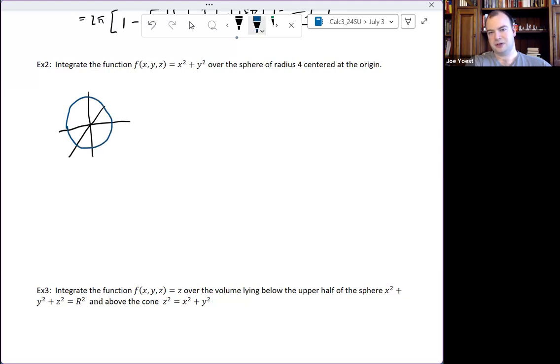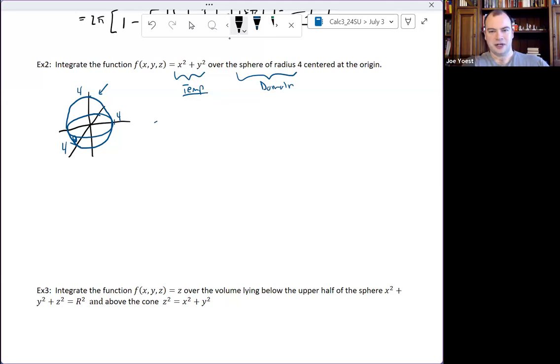Okay, so I'm going to draw my sphere of radius 4. Oh, missed my positive x-axis there, but 4 on this side as well. So I have a sphere of radius 4, and I'm integrating a function over this domain or region of integration. So this is something like, say, a temperature at each point in this sphere, and I want to add it up.